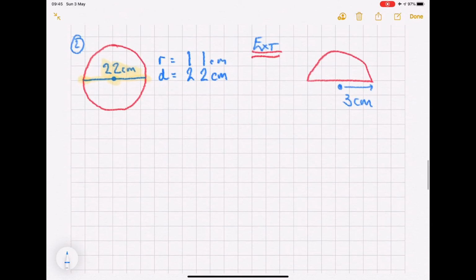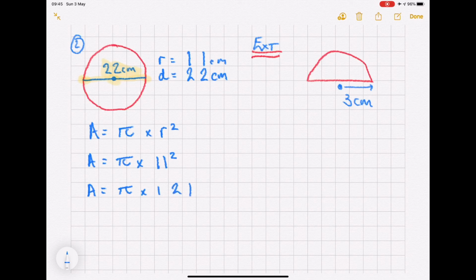Now, we're finding the area. So let's write down our area equation. So area equals pi times by r squared. Let's substitute in our r value, so area equals pi times by 11 squared. Let's square 11, so area equals pi times by 121. Then let's type that into our calculator, so pi times 121.